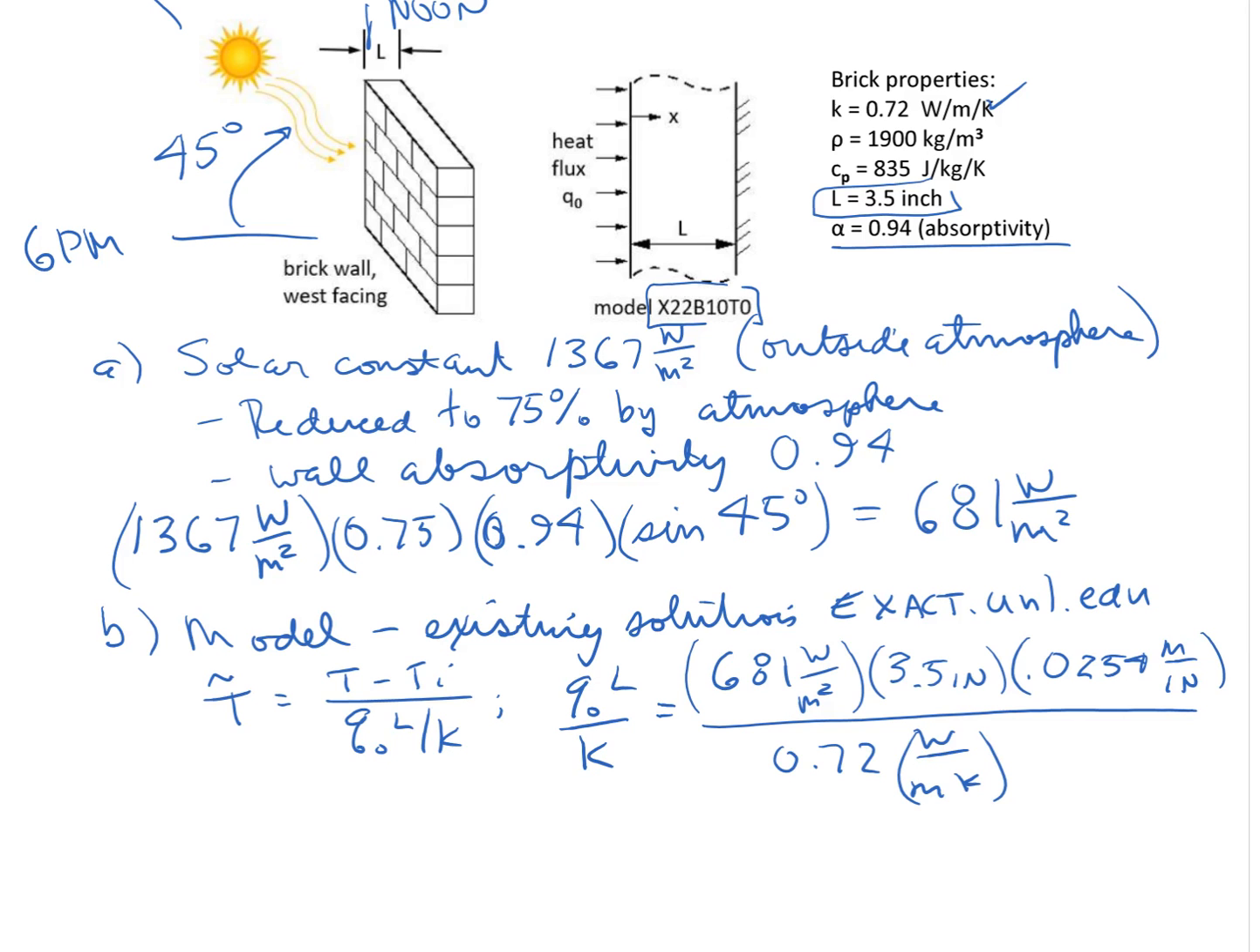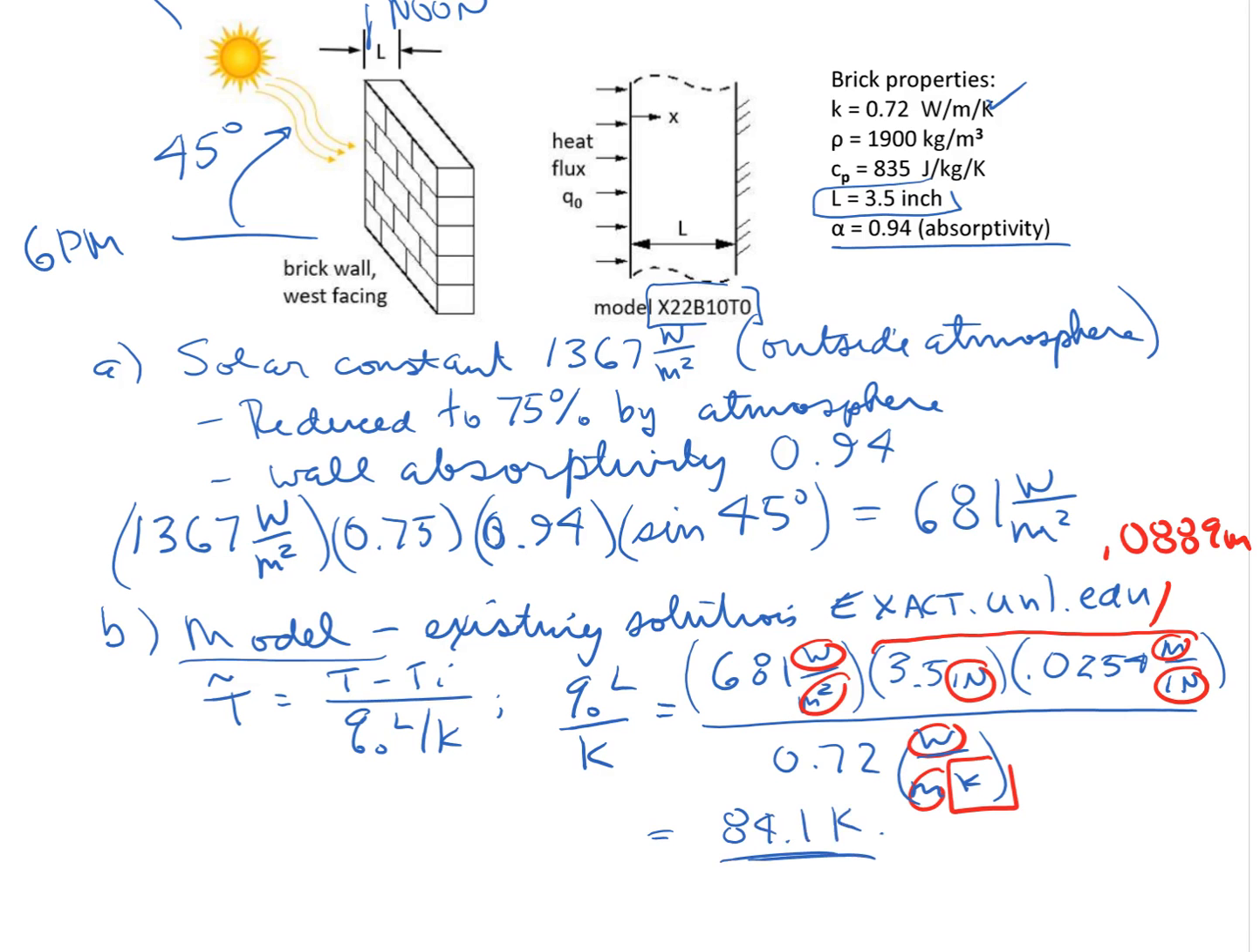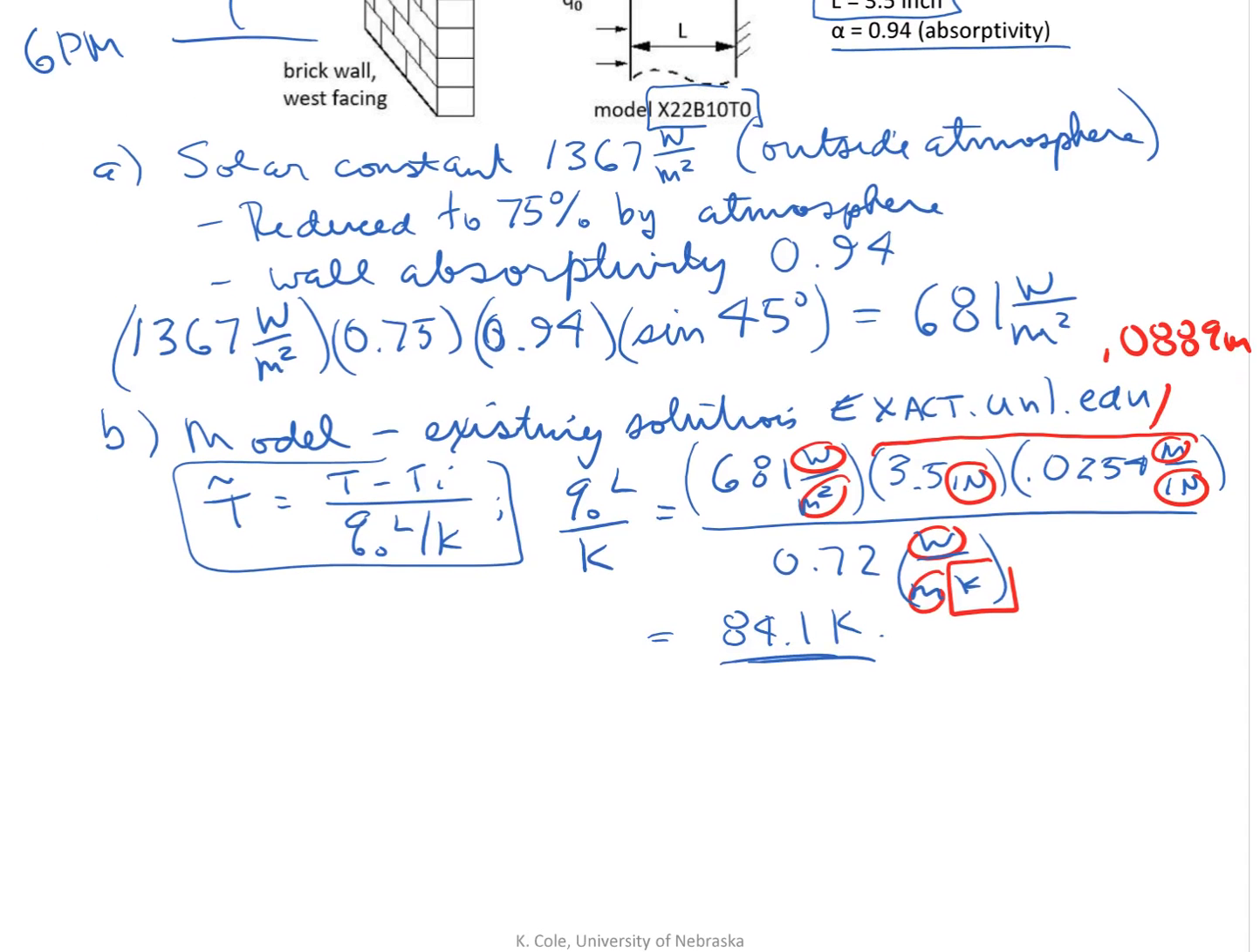Let me do one thing. I'm going to use this length again later. This length here is 0.0889 meters. We're going to use that later. In this conversion, the inches go out, the watts go out, and meters squared, all that's left is Kelvin. So this quantity, when I compute it, comes out to be 84.1 Kelvin.